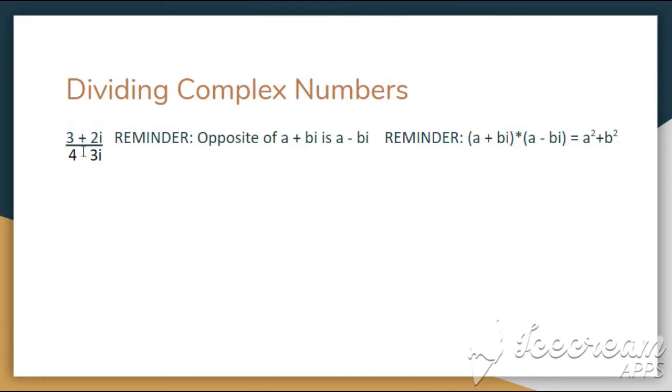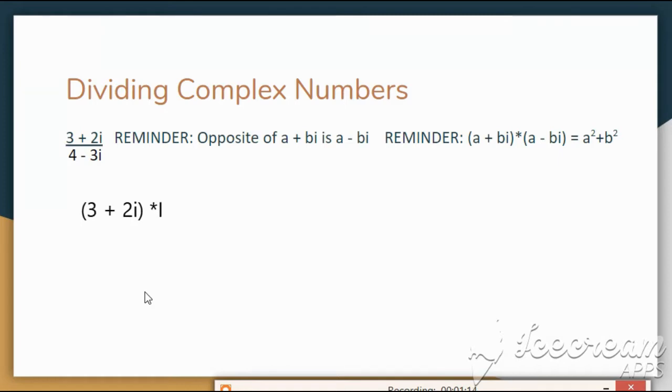So now let's look at this problem, 3 plus 2i over 4 minus 3i. We cannot leave this 3i here because you cannot have an imaginary number in the denominator. So what we simply have to do is multiply this by its opposite. However, if we're going to multiply this by its opposite, we have to also multiply that opposite at the top, in the numerator. So if we were to write this out, what we would have is 3 plus 2i times the opposite of 4 minus 3i.